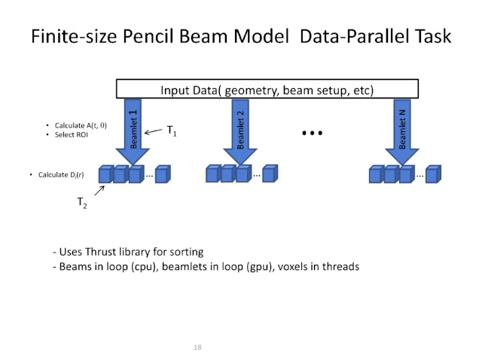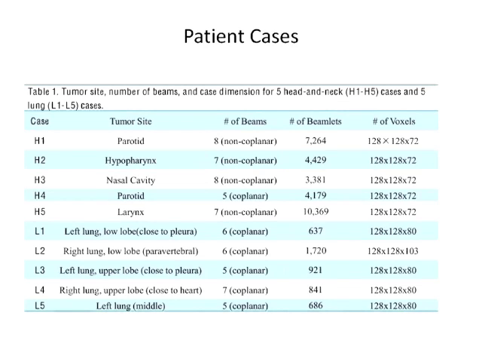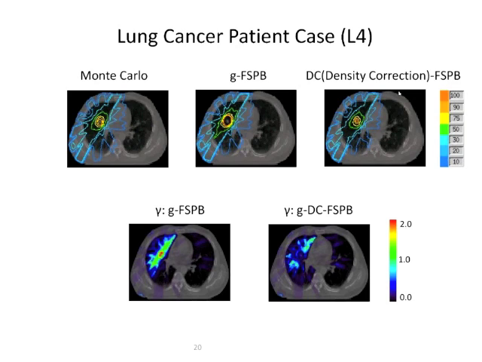And for the pencil beam model, we parallelized on the voxel, with this many beams and this many beamlets. Beamlets are the profiles of the beams. We get results very similar to the Monte Carlo method, but with a modified version, which is density corrected, where we corrected the profiles, and then we got much closer to the Monte Carlo method.